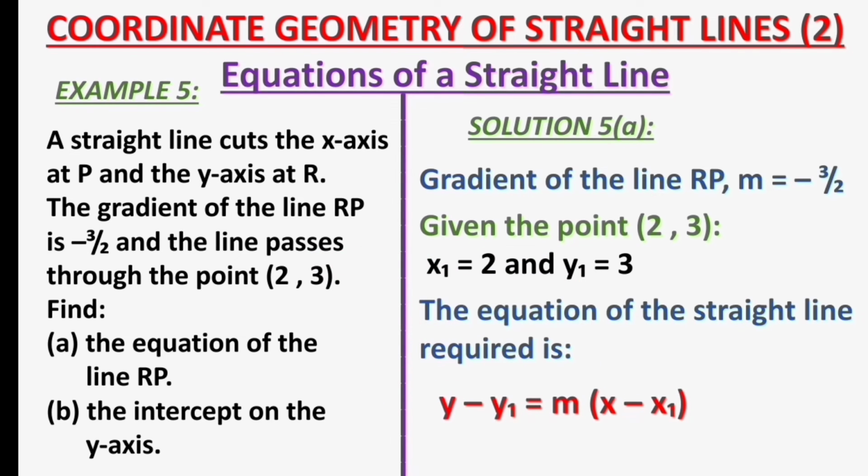The equation of the straight line required here is y minus y1 is equal to m into x minus x1. I hope you got that right. When you substitute your values for m, x1 and y1 into the equation of the straight line given here, what will be the equation of the line RP? Let's see if you are right.